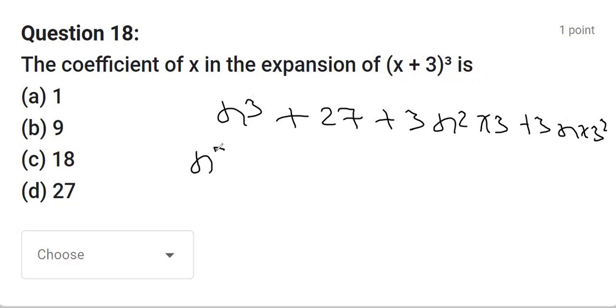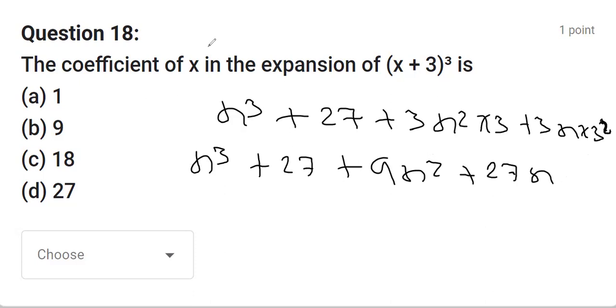Now this is x cube and this is 27. This can be written as 9. 3 into 3 is 9, 9x square, and this is 3 square is 9. This is 9, and into 3, that is coming 27x. So we were to find out the coefficient of x, and I can see the coefficient of x here is 27 and not 1.